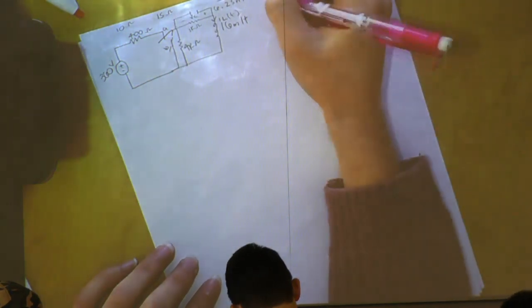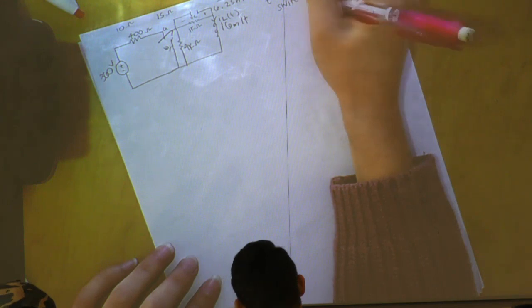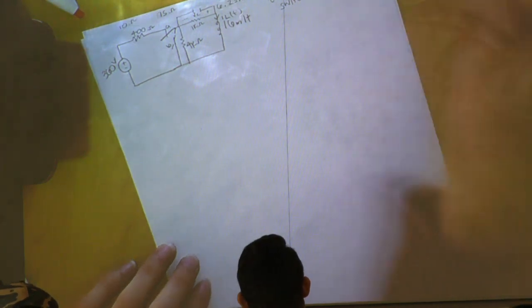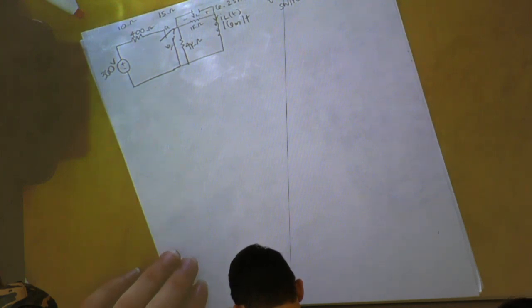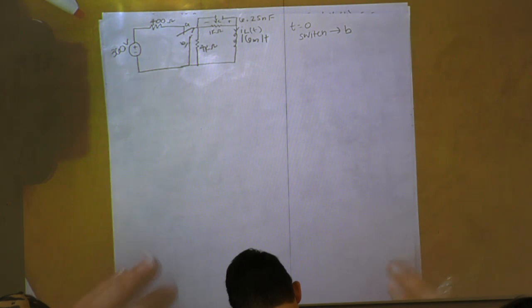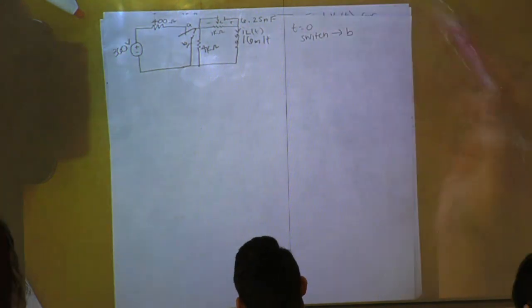So at t equals 0, our switch goes to B. Sorry, I did not have room. This is our capacitor value, and this is where our VC is.